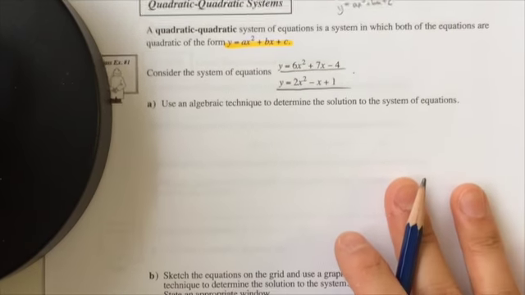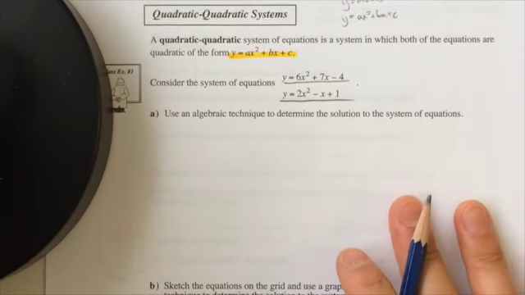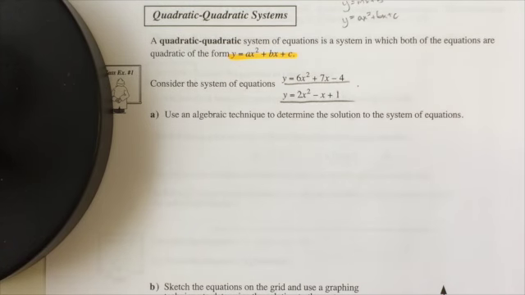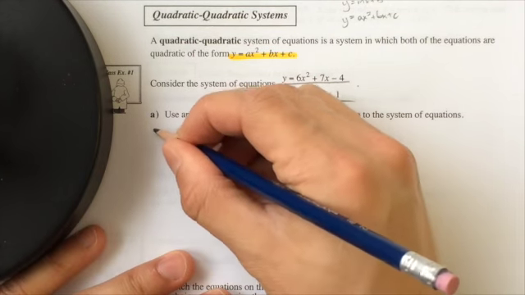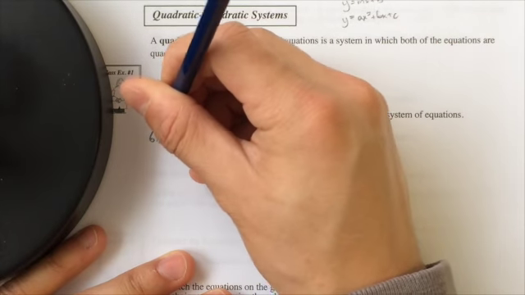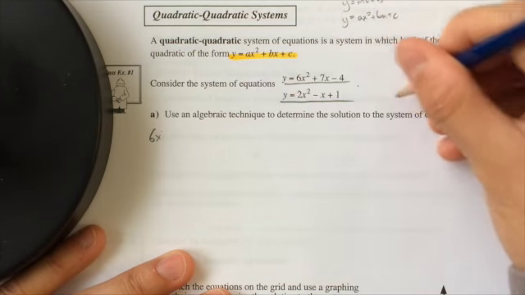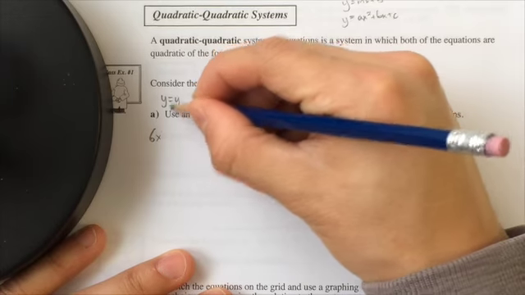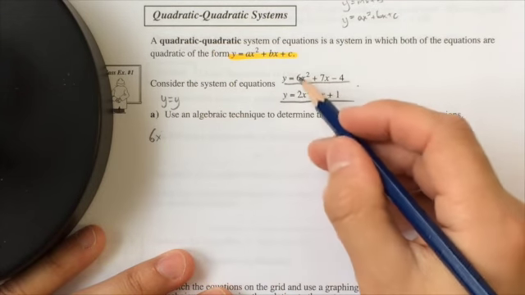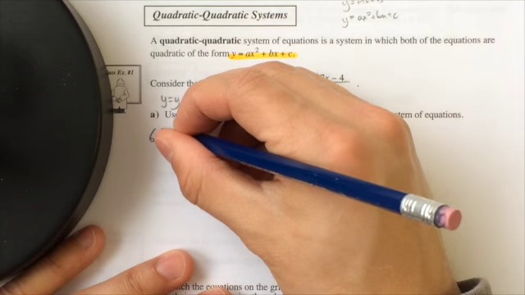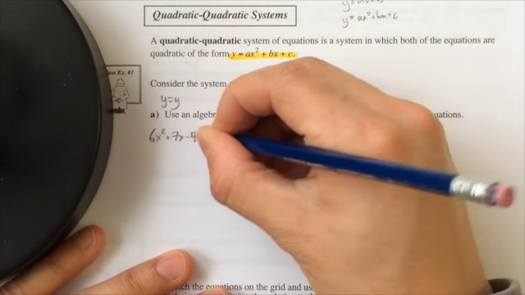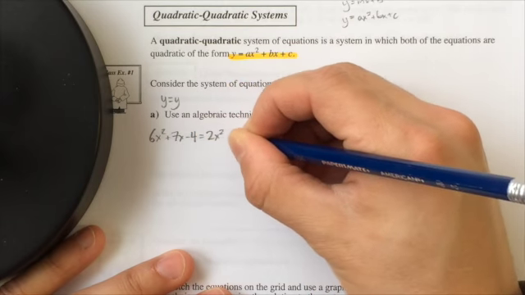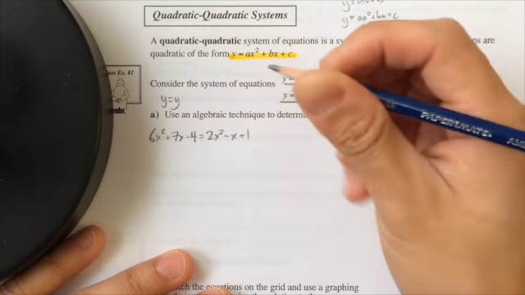So in dealing with both of these equations, one way we can solve this is to solve it algebraically, and the other way is to solve it graphically. So let's first solve it algebraically. Now, just like we did last time, we are going to set these equations equal. Since both of them are equal to y, we could also say that y is equal to y, or that each of these are equal to each other. So 6x squared plus 7x minus 4 is equal to 2x squared minus x plus 1.